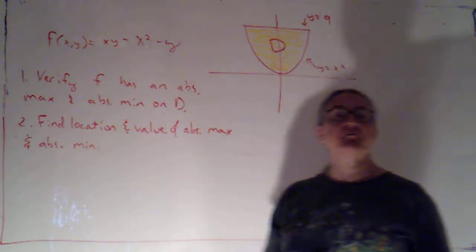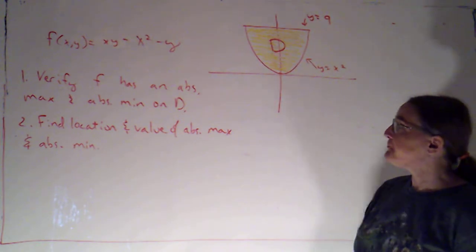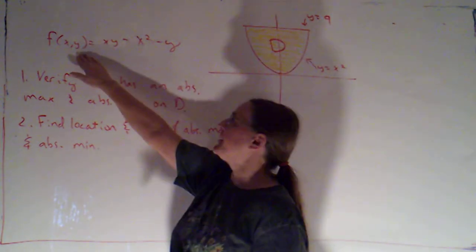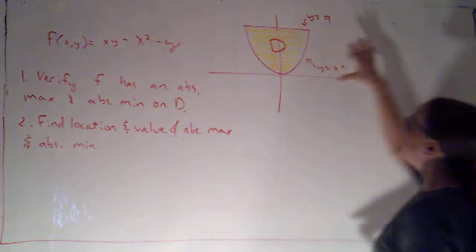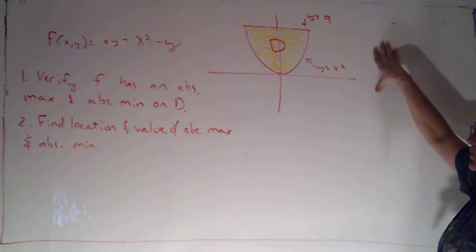I've got our first problem up here where we're going to use the extreme value theorem for functions of more than one variable. In particular, we've got a function of two variables, f(x,y) = xy - x² - y. And I've just drawn a picture of the region D that we're working on.